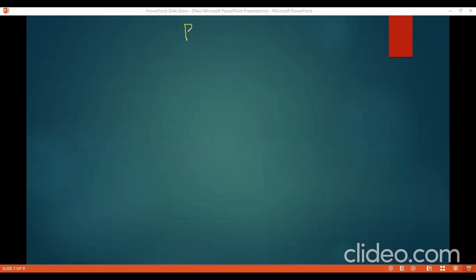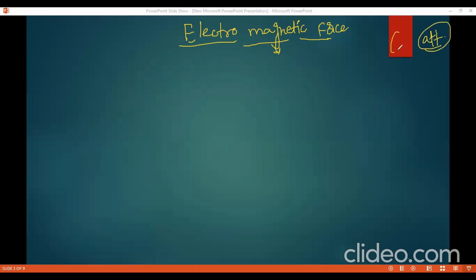Let us move to the electromagnetic force. What is that? Electromagnetic force. You observe, the name itself says magnetic. Before, we observed that gravitational force is always attractive, right? Whereas electromagnetic force may be either attractive or repulsive, right?